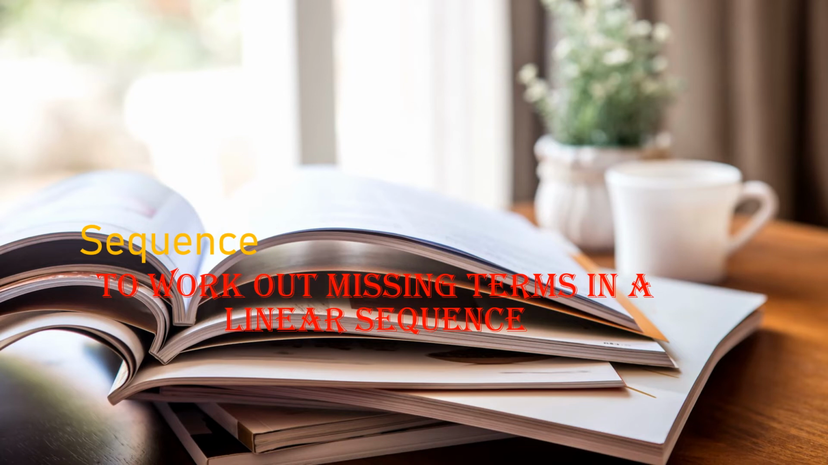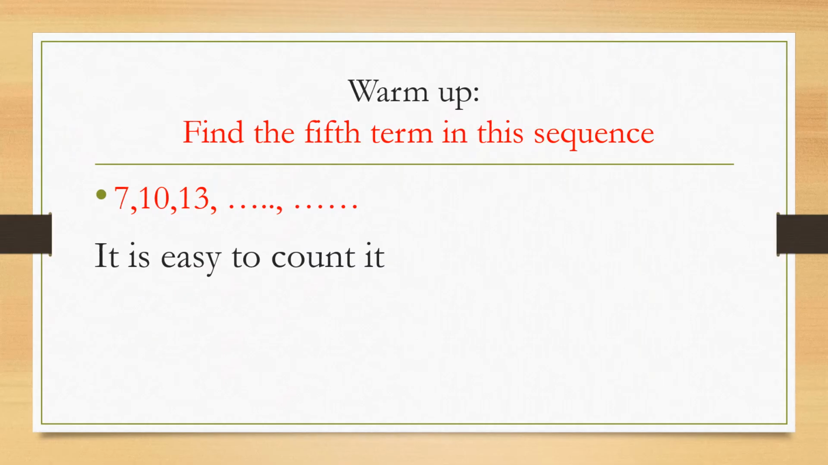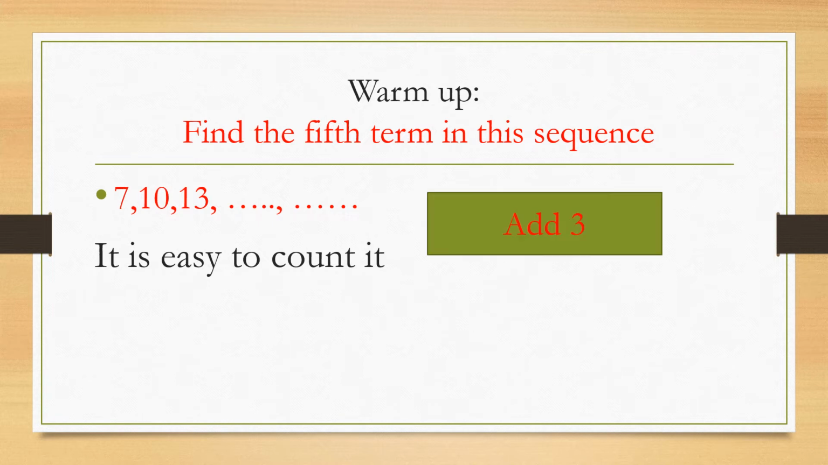Good morning. Today our lesson is also about sequence 2.3, but we have to work out the missing terms in a linear sequence. If you want to find the fifth term in the sequence, you have already three terms, 7, 10, 13. It is very easy to get the fifth one because you are adding by 3. So when you count it 7, 10, 13, the fourth one is 16, and then you will get 19. This one was easy. Now let's go to a higher level.